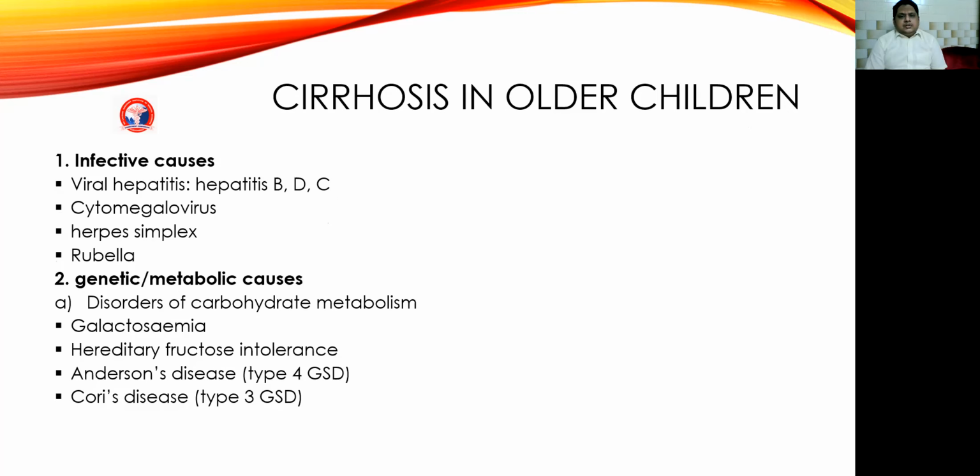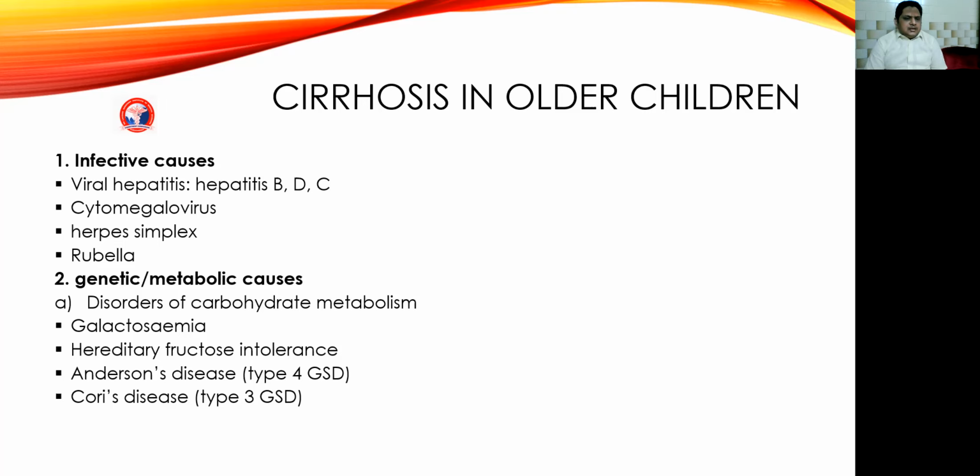Now next we go to cirrhosis in older children. So what is the first one? First one is infective cause. This is the most common type in our part of the world. In India, we see infective causes in most of the cases. So first one is viral hepatitis. Viral hepatitis is very common in India. First one is hepatitis B, hepatitis D, and hepatitis C.